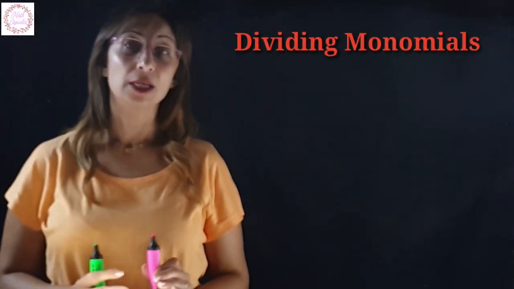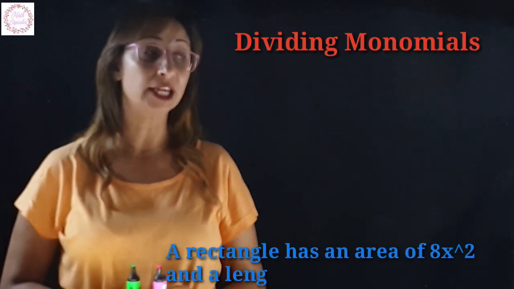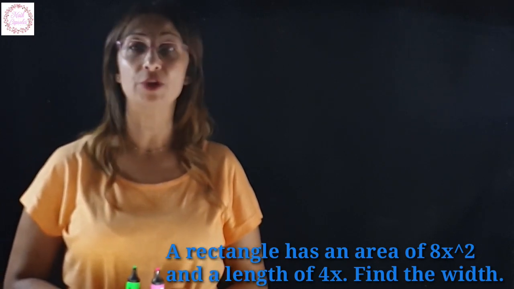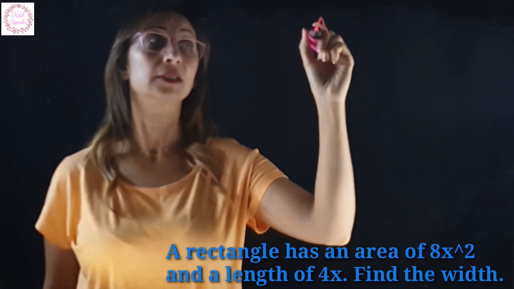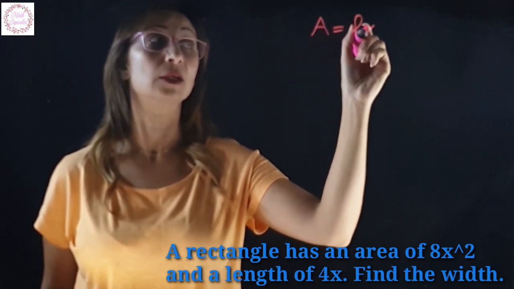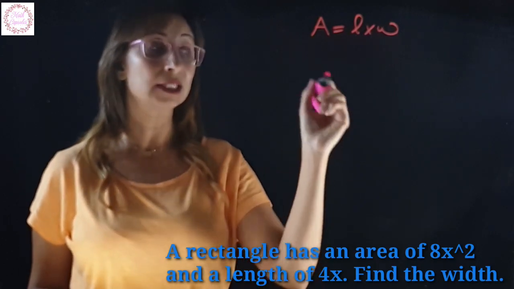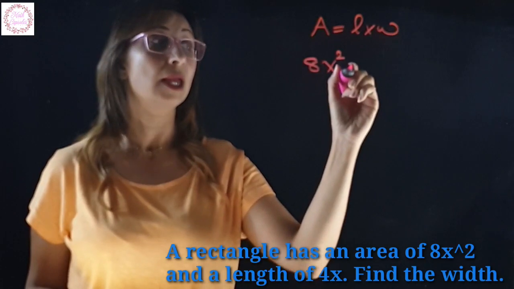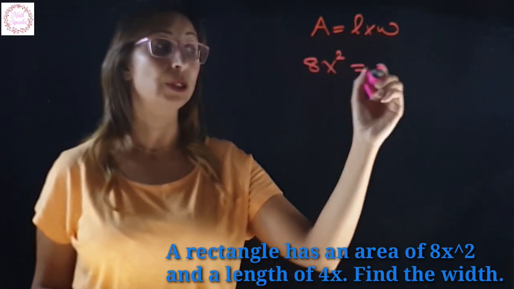Let's move to dividing monomials. Let's start with this example. A rectangle has an area of 8x squared and a length of 4x. Find the width of the rectangle. We know that the rule for the area of a rectangle is length multiplied by width. Given the area is 8x squared, this is given to you. And we know that it's length times width. You are given the length to be 4x.